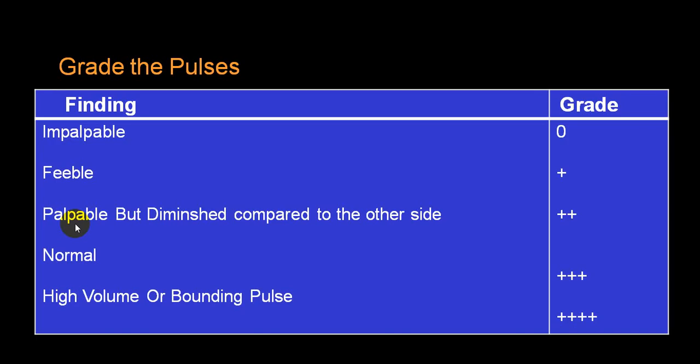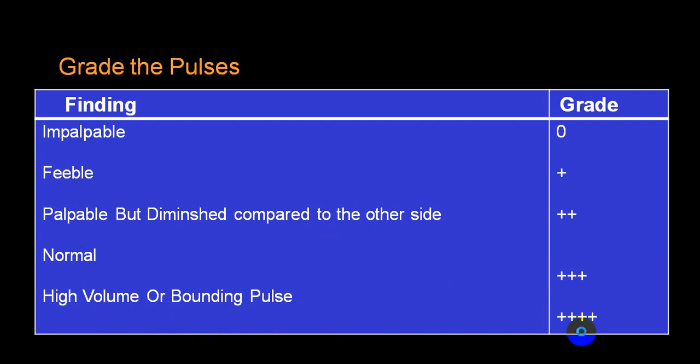Now, depending upon this, they grade the pulse. If the pulse is not palpable or impalpable, it is called grade 0. If it is very difficult to palpate, we call it feeble or 1 plus. If it is palpable but diminished compared to the other side, we call it 2 plus. If it is normal volume, compared with all the different peripheral pulses and almost equal, we call that normal, 3 plus. And if it is more volume, we call it a bounding pulse or large volume, 4 plus.